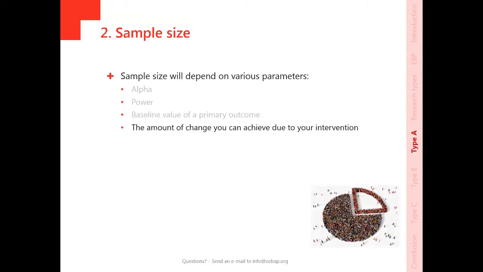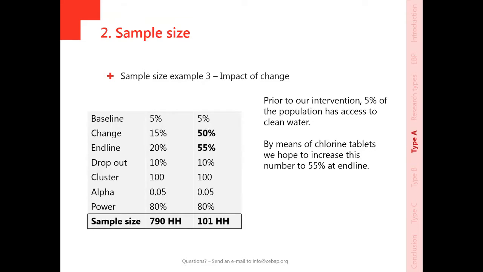Another parameter that has an important impact is the amount of change you can achieve due to your intervention. So the impact that you can have. On the left side of the table, you can see the same example as before, but on the right side, you can see that we have changed the impact. Instead of improving by 15%, the population has improved by 50%, which results in 55% at endline. And now you can see that we only need 101 households in order to reach statistical significance. So the larger impact you have, the less sample size you will need to show that you've had a significant impact.